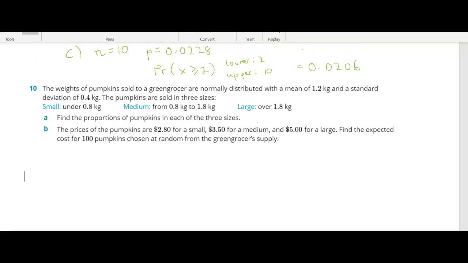All right, question 10. The weights of pumpkins sold to a greengrocer are normally distributed with a mean of 1.2 kilos and a standard deviation of 0.4. The pumpkins are sold in 3 sizes. So we've got small is under, medium, and large. Find the proportion of pumpkins in each of the 3 sizes.